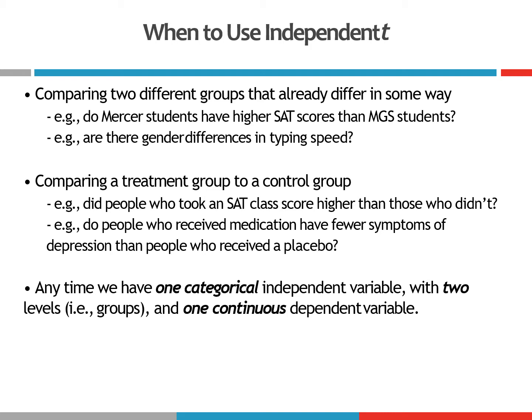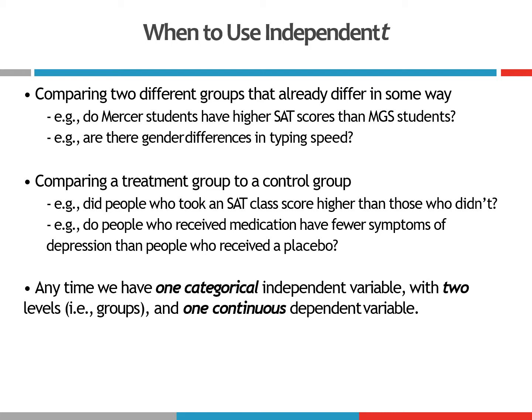For example, if we wanted to compare the SAT scores of Mercer and Middle Georgia State students, let's suppose we hypothesized that Mercer students have higher SAT scores than Middle Georgia State students. One variable in this case is college or university, and there are two levels, Mercer and MGS. And our other variable, our outcome, our dependent variable, is continuous, because it's a score, it's a number.